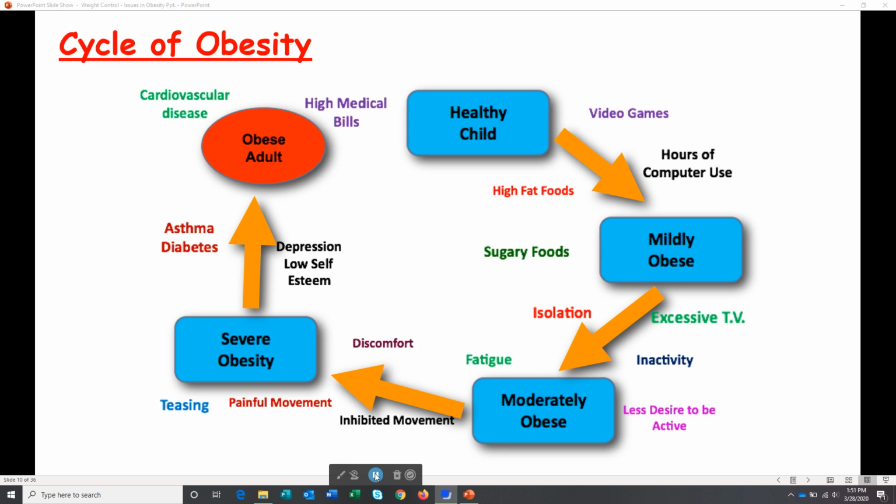Continued inactivity leads to fatigue and health concerns, embarrassment by teasing and feeling insecure. This leads to depression. Major health concerns will develop, such as cardiovascular disease, and this will ultimately put more stress on your life with increase of medical bills.